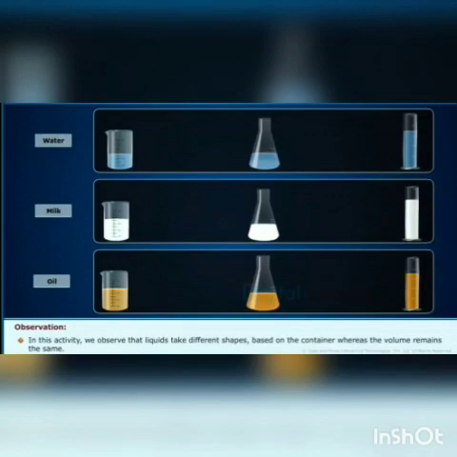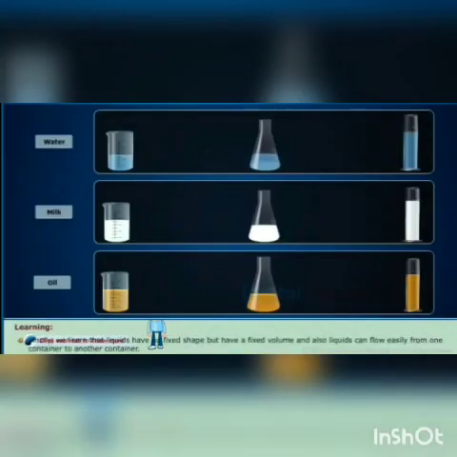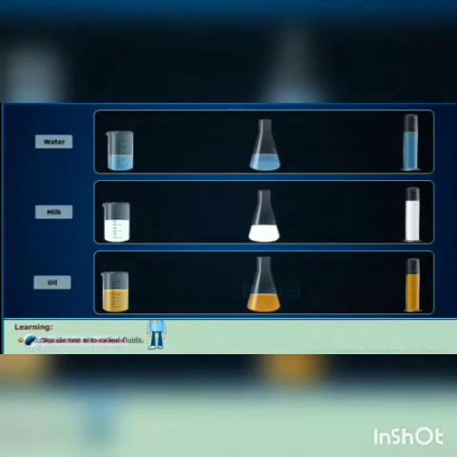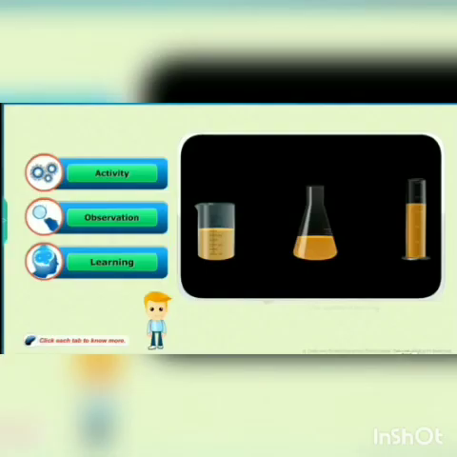In this activity, we observe that liquids take different shapes based on the container, whereas the volume remains the same. So we can conclude that liquids have fixed volume but they do not have fixed shape, and that is why liquids are also called fluids.